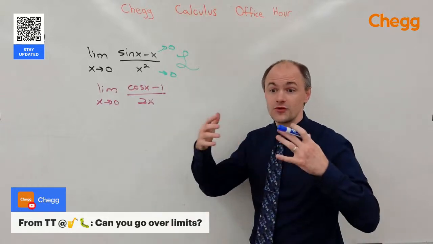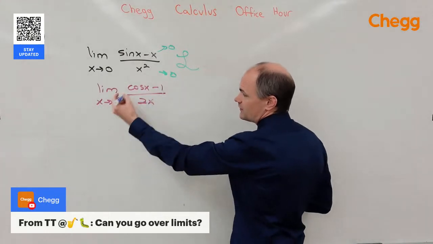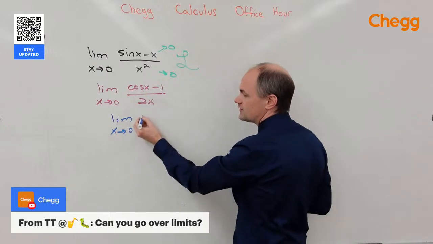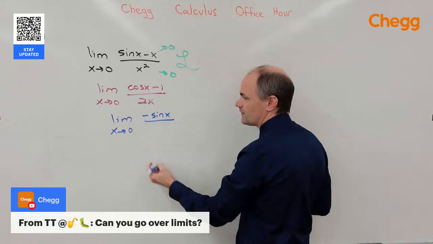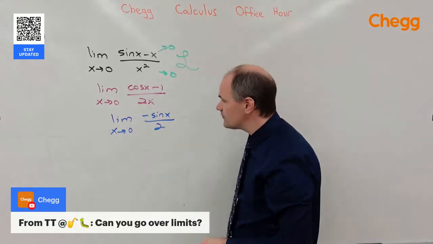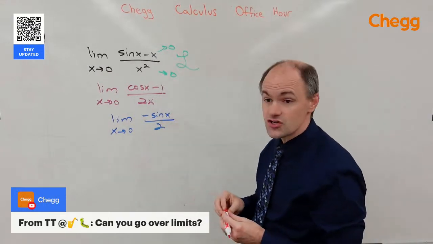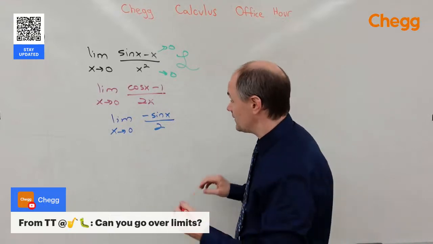L'Hopital's rule still works because we have that 0 over 0 relationship. So we're going to take the derivative of the numerator. The derivative of cosine is negative sine. The derivative of 1 is 0. Over the derivative of 2x, which is 2. And now, finally, when we plug 0 into this function, we'll get something we can actually evaluate and figure out the limit.